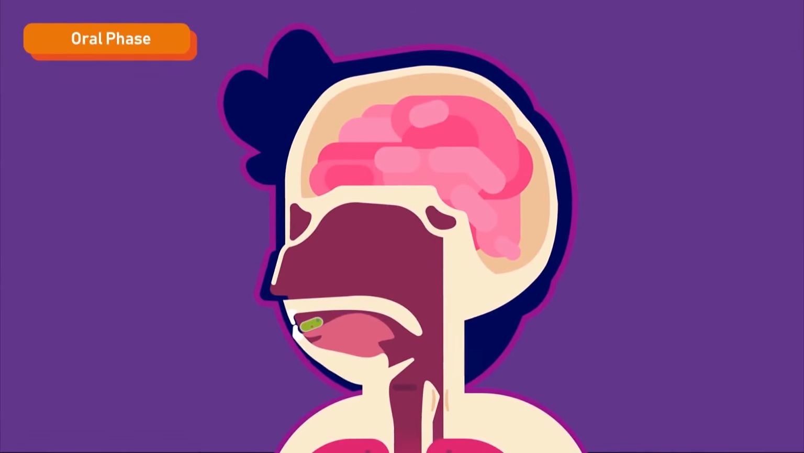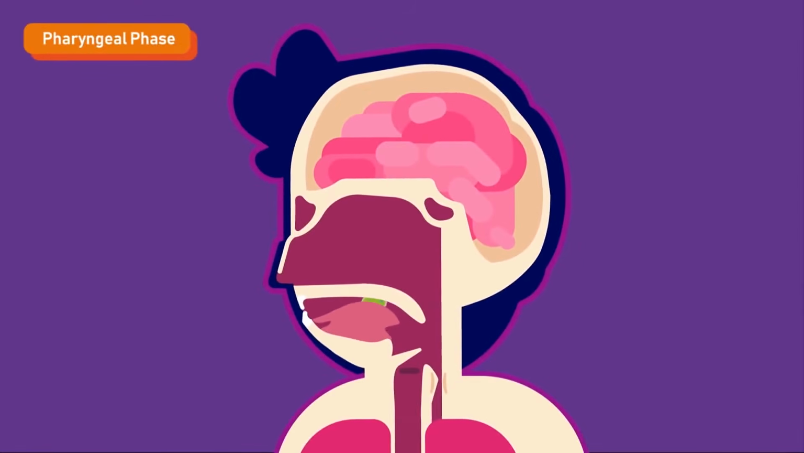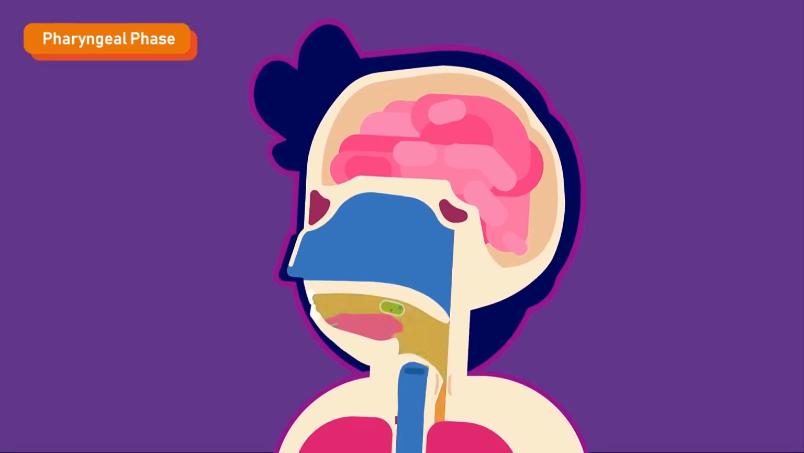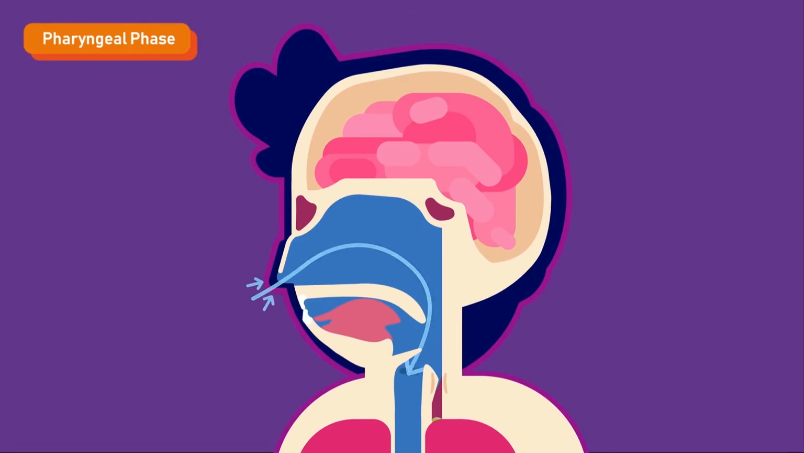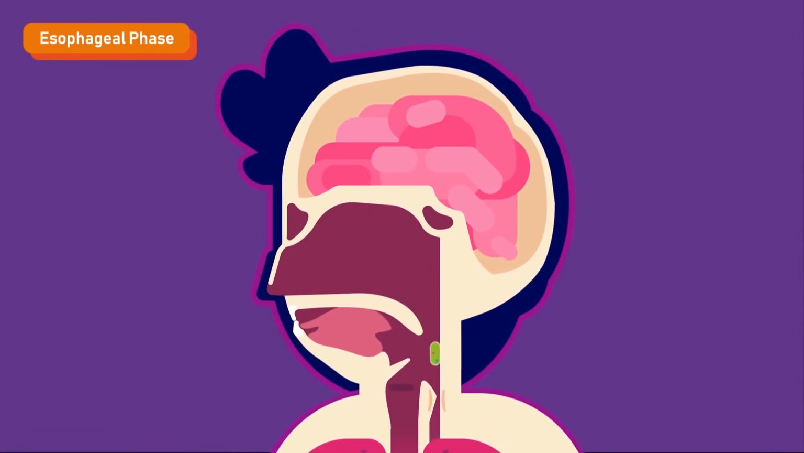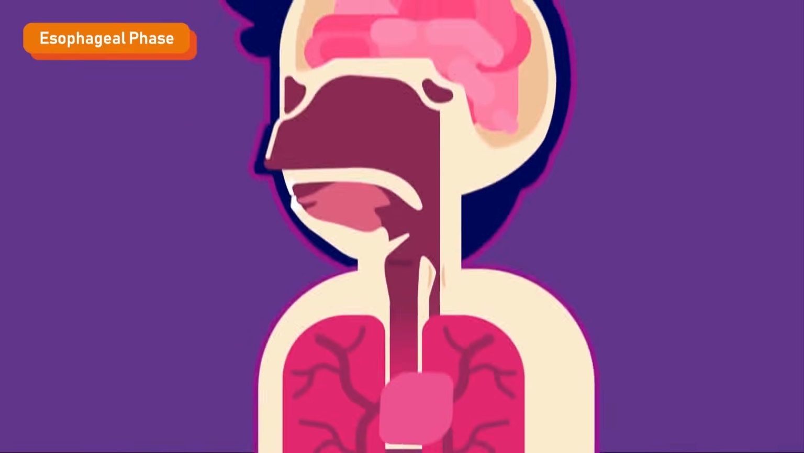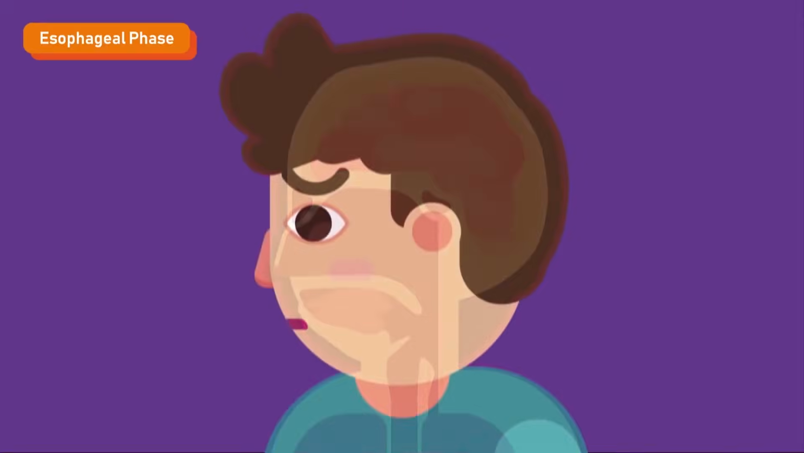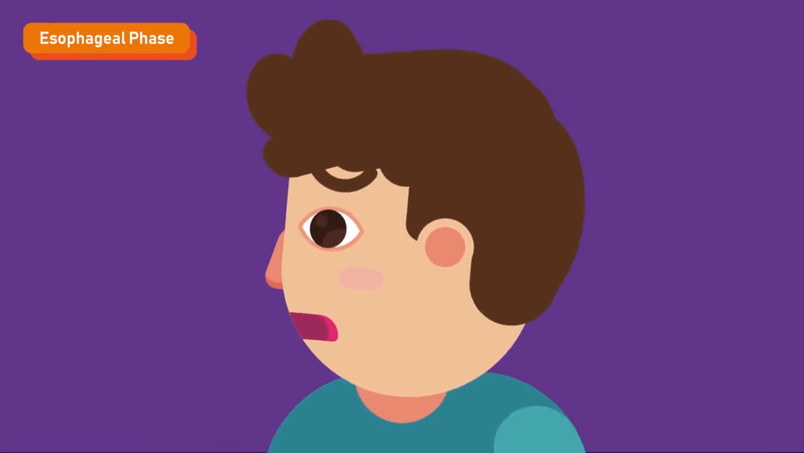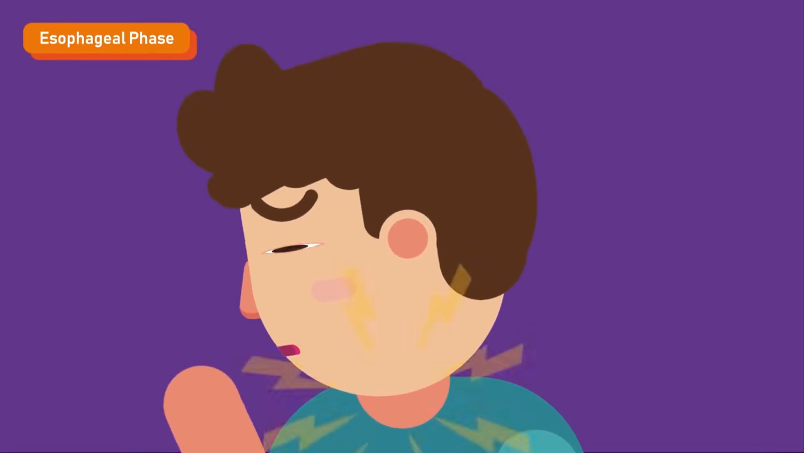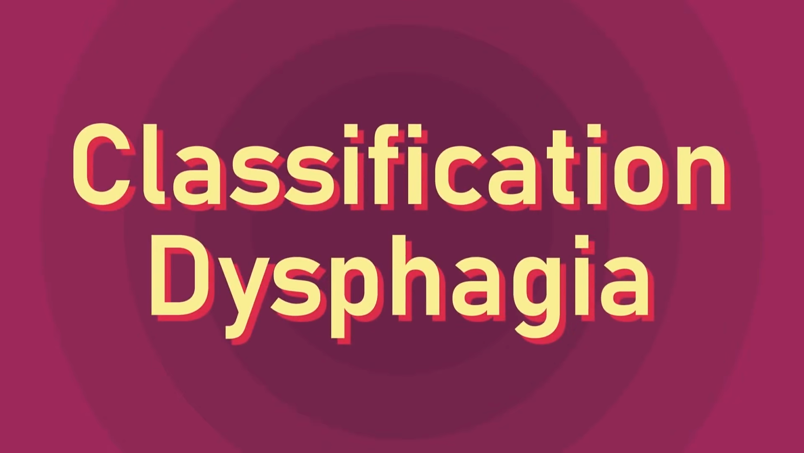Oral phase, in which the food is chewed and lubricated to form a bolus. Pharyngeal phase, in which the movements of the soft palate, larynx and epiglottis separate the air passage from the food passage so that food and drink are not aspirated into the nose or trachea. Esophageal phase, in which the food passes down the esophagus via peristalsis into the stomach. A disruption in any one of these phases could result in dysphagia, and difficulty in the pharyngeal phase especially could lead to aspiration.